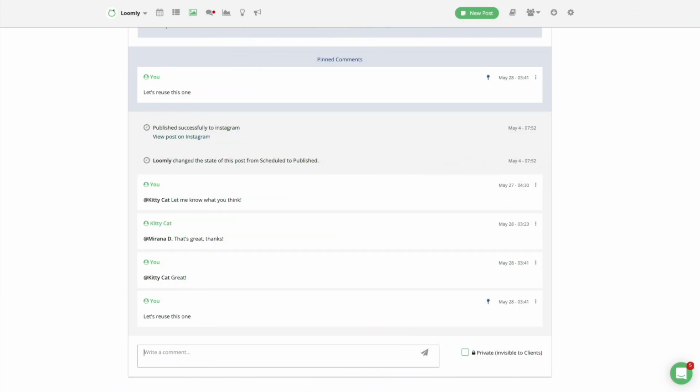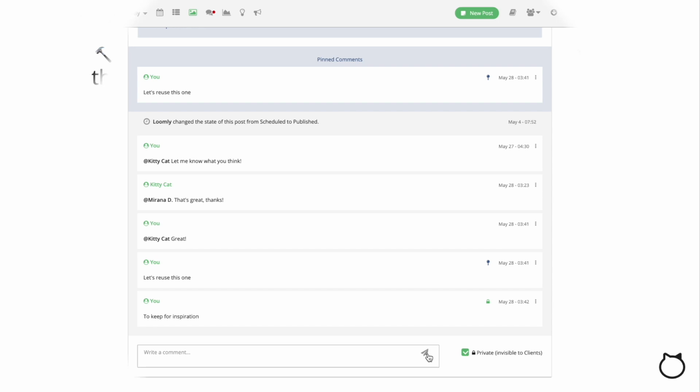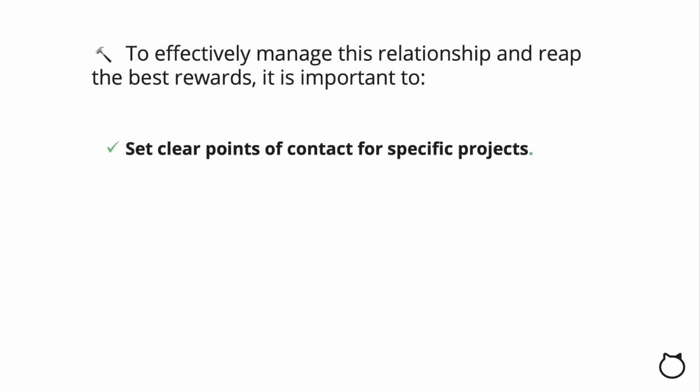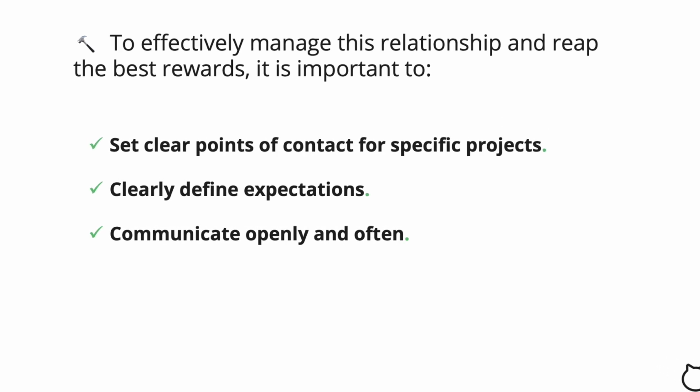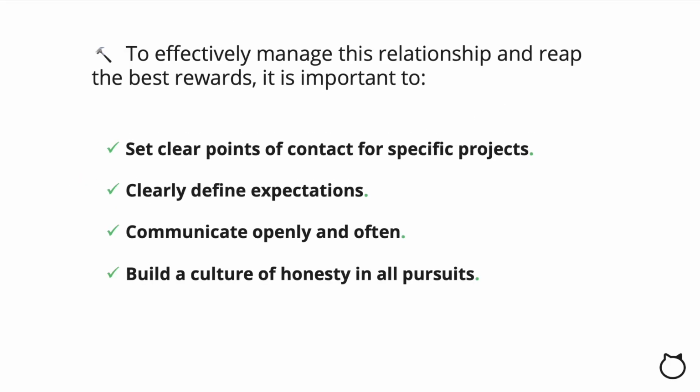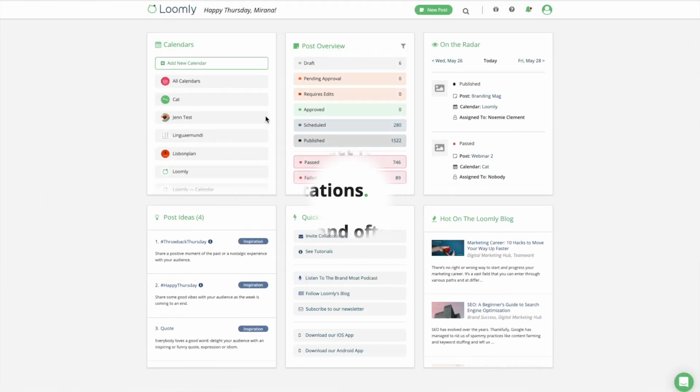Wrapping this up, client-agency collaboration is a key part of modern-day brand success. To effectively manage this relationship and reap the best rewards, it's important to set clear points of contact for specific projects. Clearly define expectations. Communicate openly and often. Build a culture of honesty in all pursuits. Give as much as you receive.